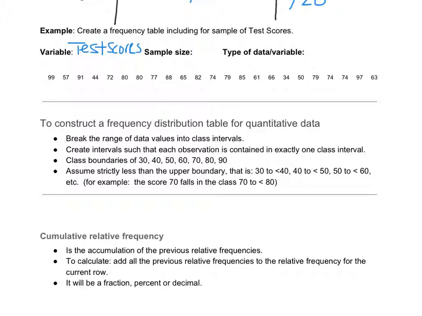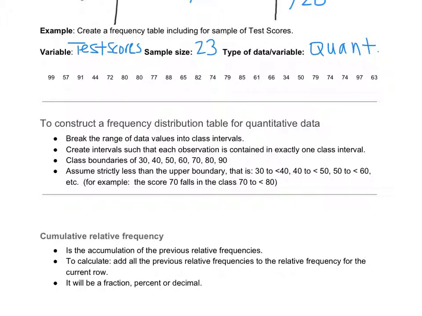Sample size, we've got to count the number in that list. It's 23. And the type of data or variable this time is quantitative. So I'm going to abbreviate quantitative data. Okay, it's a little bit different than when we had qualitative data that was easy to separate into the different categories, the different values that that variable could take on.